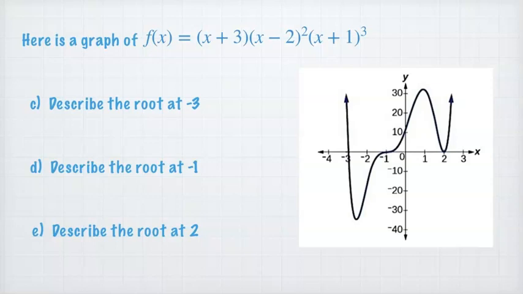If I'm looking at the root at negative 3, so right here, do you see how the line of this graph just goes straight through at that root? There's nothing weird happening. It just crosses right through at that root. So when I describe it, these are words that I use. I say it goes straight through.